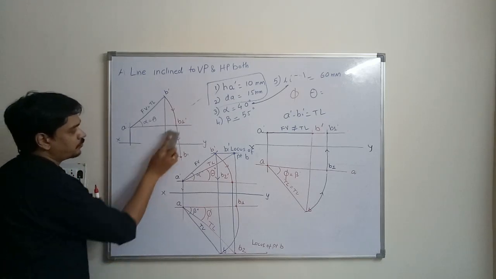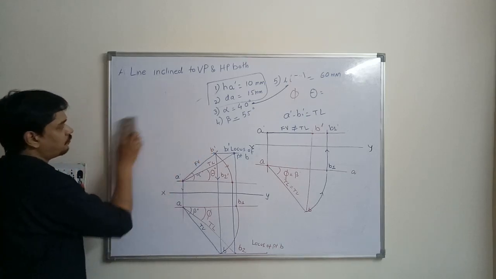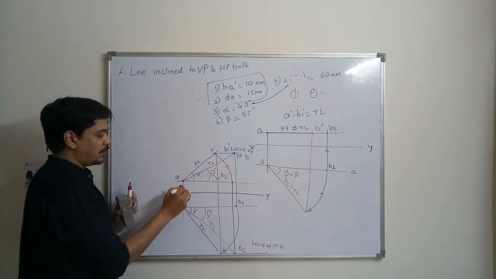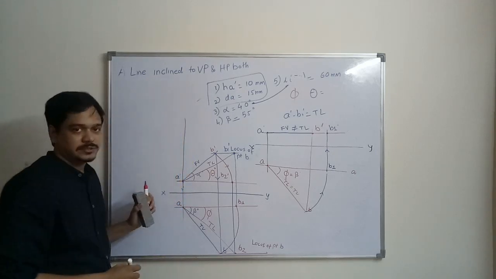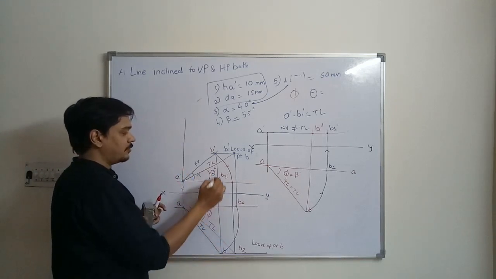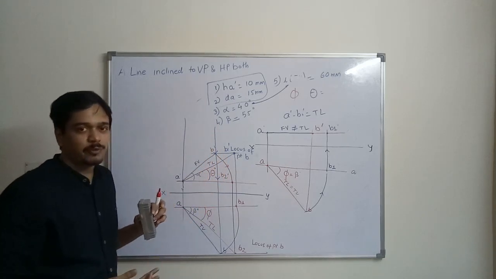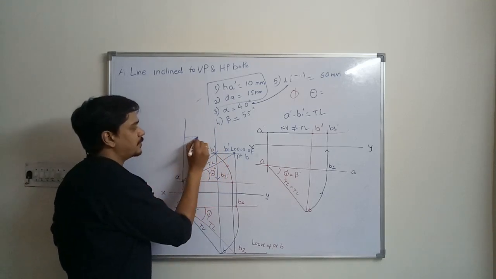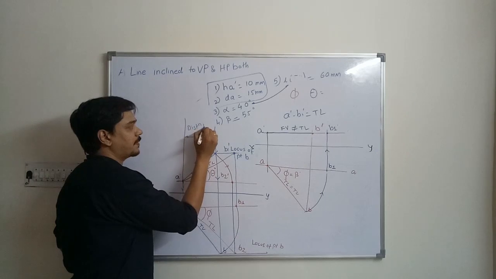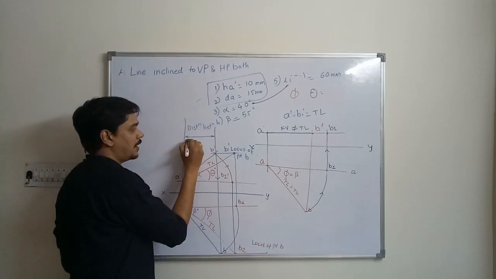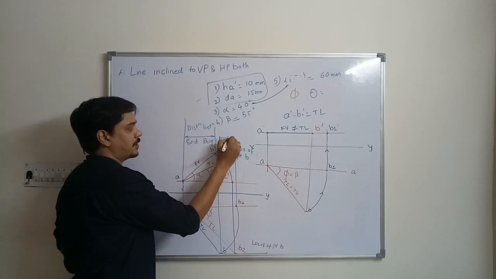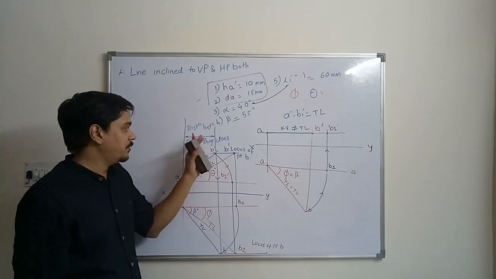So this is the way to solve this problem. There is one more term which we will name here. If you extend the projection of A dash, which is the starting point of the front view or top view, and you extend the projection of B or B dash, which is the ending point of the front view or top view, the distance between these two points is termed the distance between end projectors.